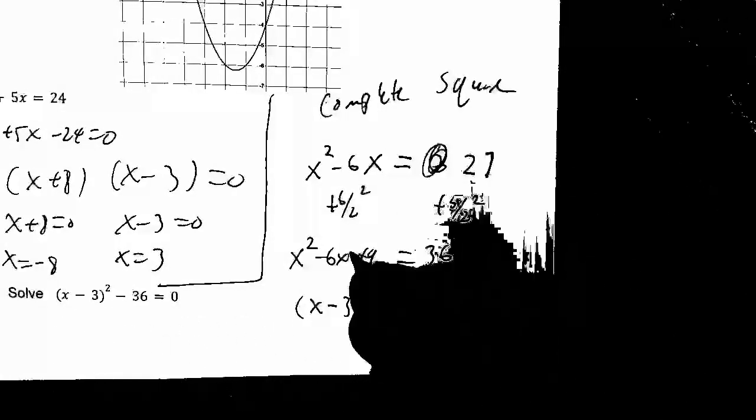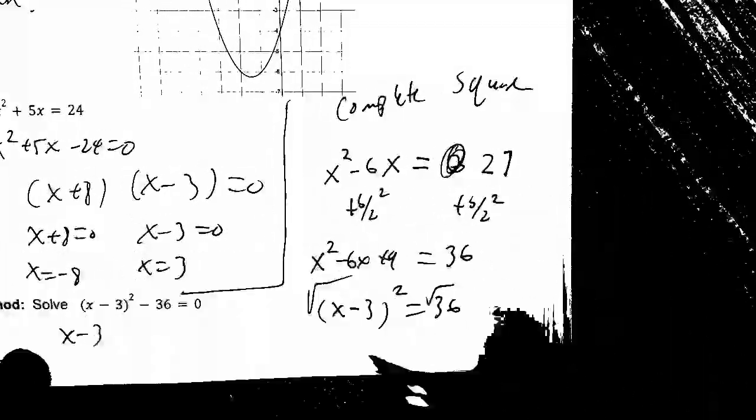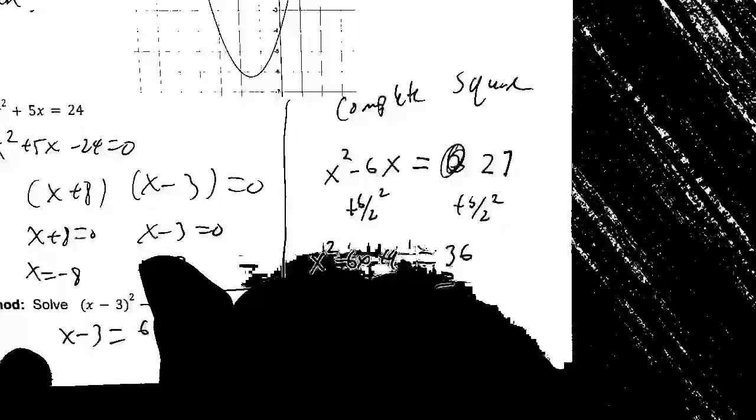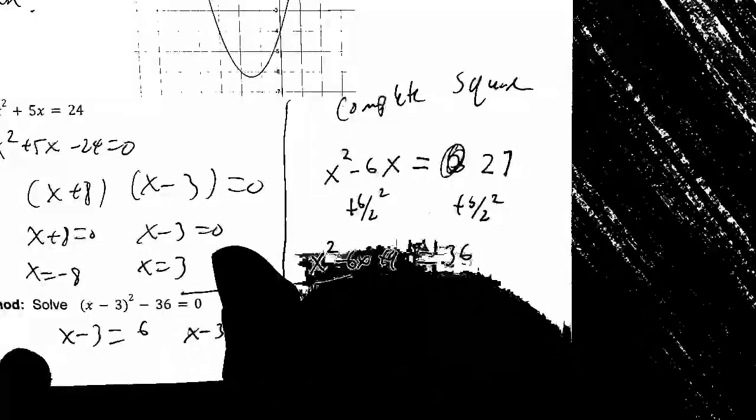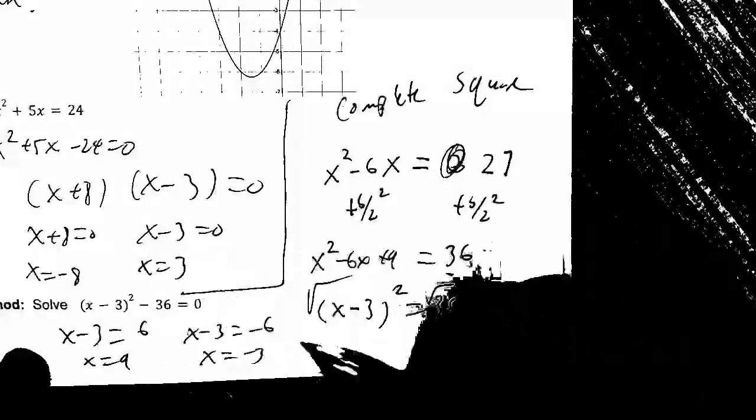Square root both sides. So we square root both sides, and we have x minus 3 equals plus or minus 6. So x minus 3 equals 6, and x minus 3 equals negative 6. So x equals 9, and x equals negative 3.